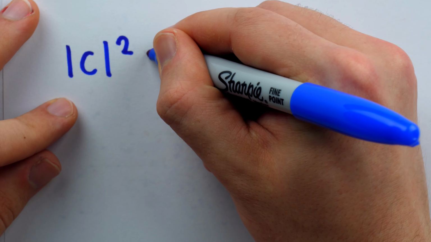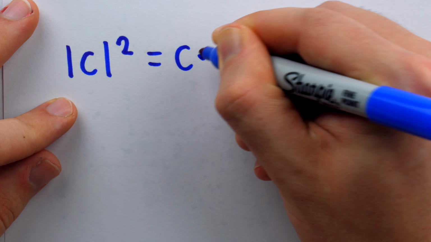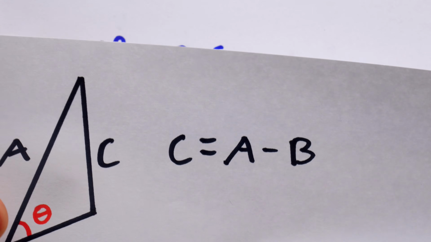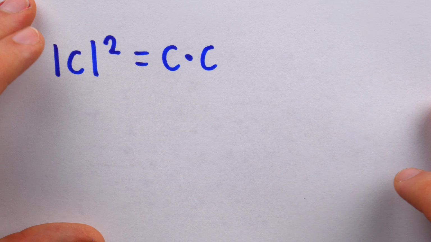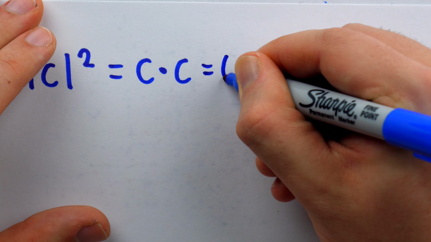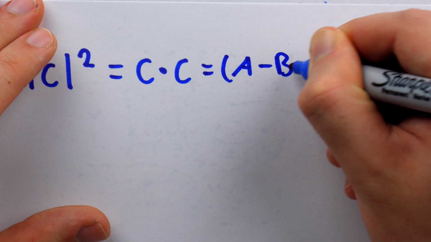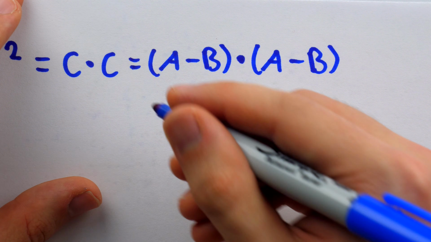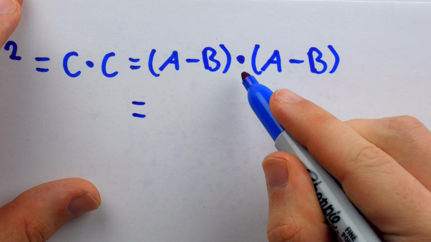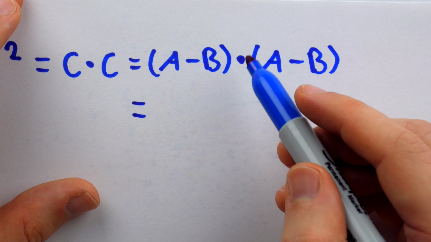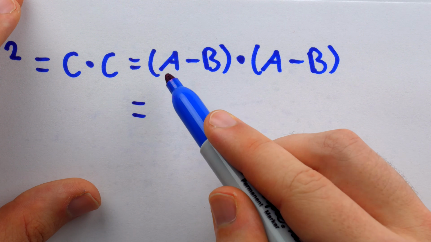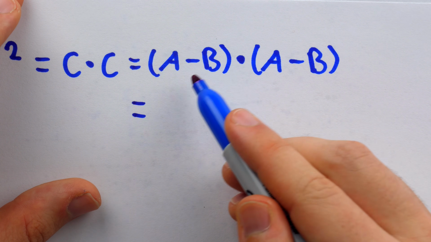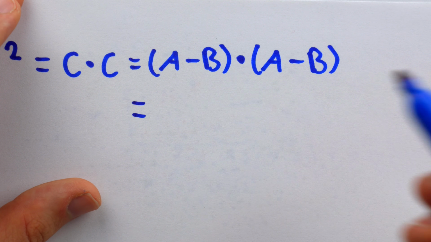So the magnitude of c squared, what is that? Well, we know that's actually c dotted with itself, funnily enough. But we also know that we can write c as a minus b. Hence, c dot c is equal to a minus b dot a minus b. Now, it can be proven, but in the interest of time, you'll have to take my word for it, that the dot product follows the distributive property. So to carry out this dot product, we can just spread everything out: a dot a, a dot negative b, negative b dot a, and negative b dot negative b.